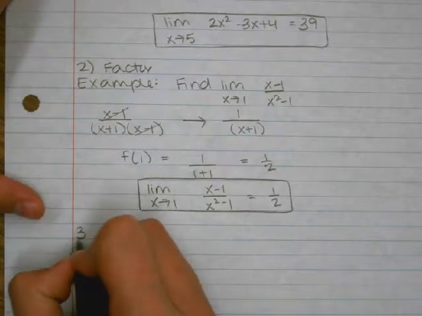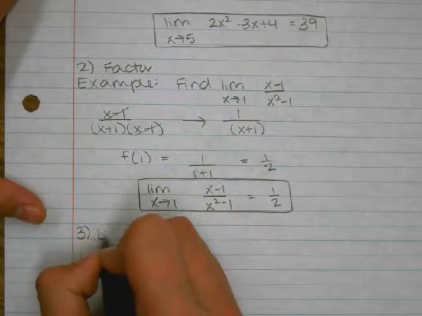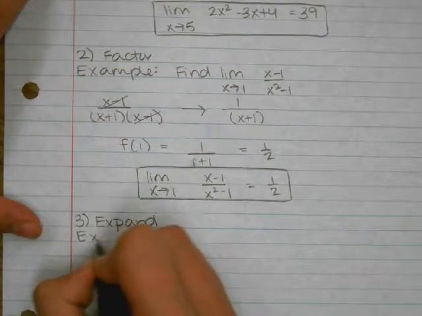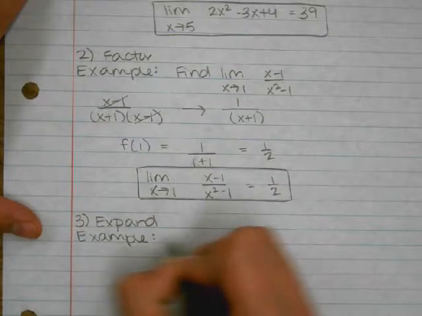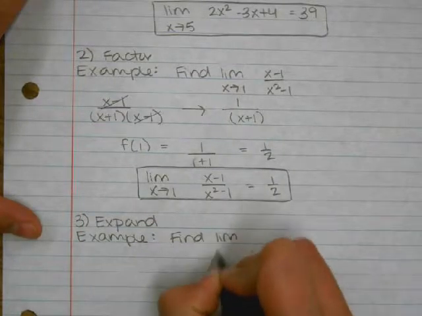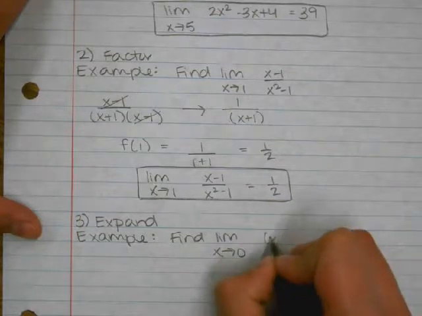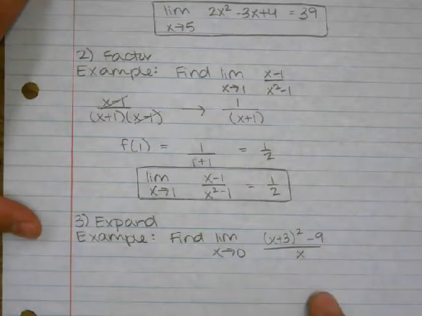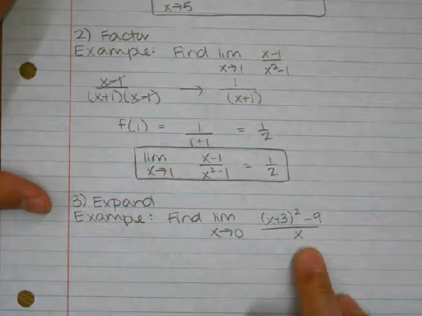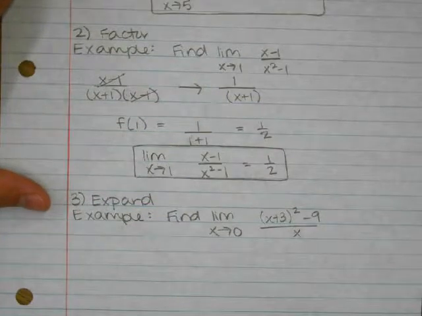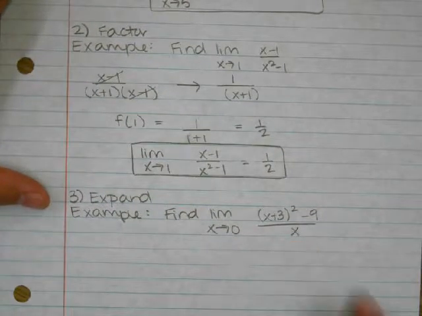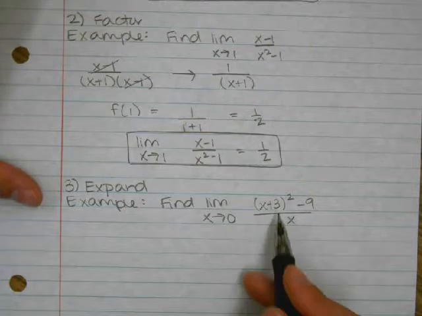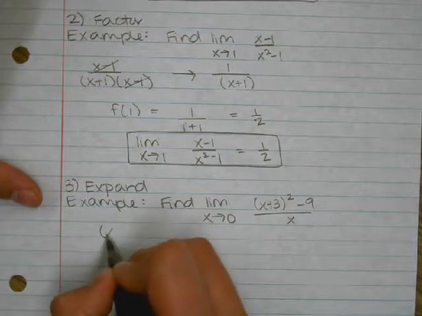All right, here is the next method. We can expand a problem to see if that will help us. So here's an example. We are going to find the limit as x approaches 0 of the quantity x plus 3 squared minus 9, divided by x. And here again, you'll notice 0 is not in the domain of this expression. We cannot plug 0 in. It's undefined there. I can't do any sort of canceling with the way it's written right now, so I'm going to expand that x plus 3 squared.